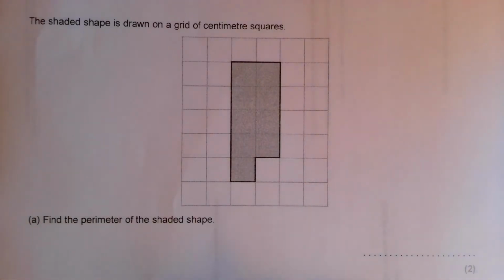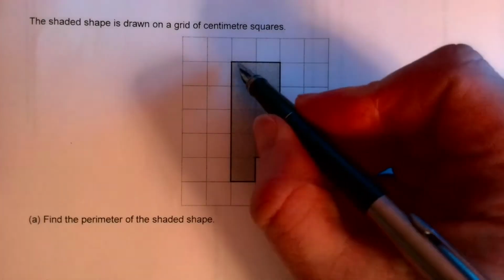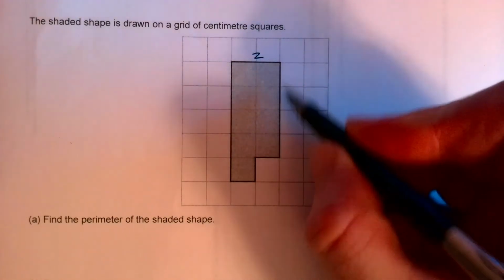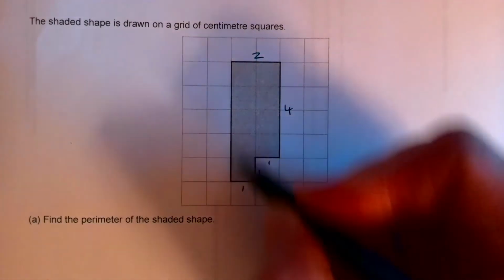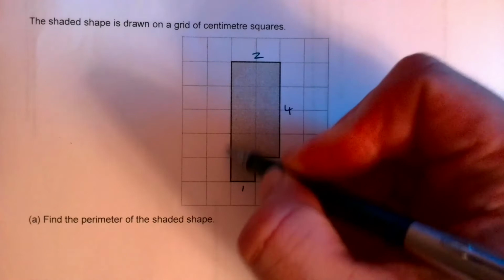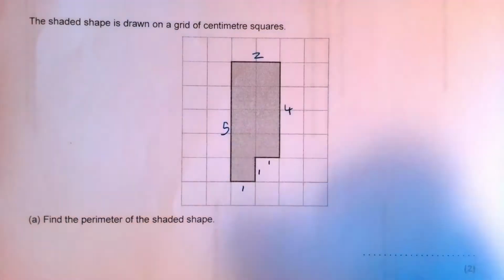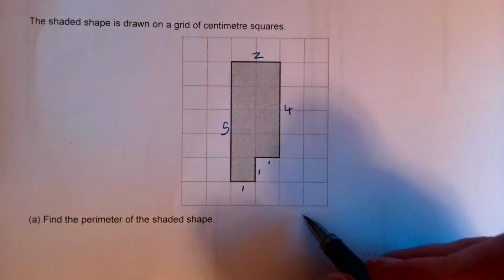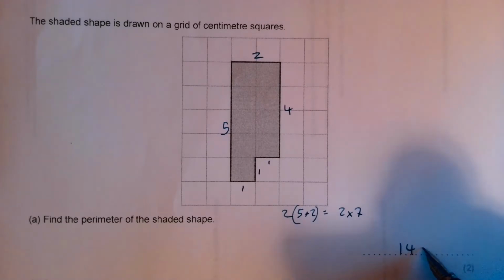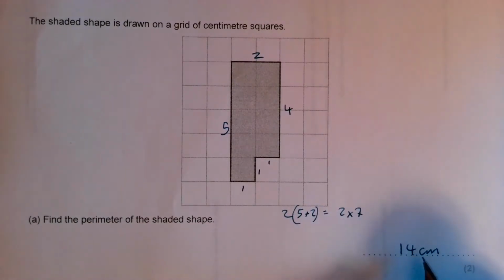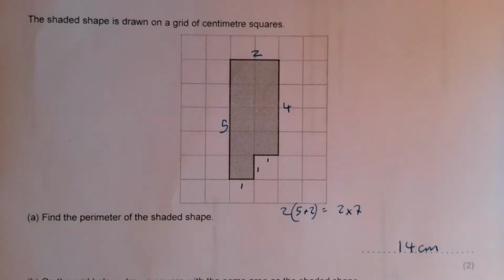Here's question 2, part A. So the perimeter of the shaded shape is the distance around the outside. So you've got 2 along there, 4 down there, 1 there, 1 there, 1 there, and another 1, 2, 3, 4, 5 going up there. Which is actually the same as 5 plus 2 times 2, so 2 times 7 is 14, and that is centimetres. You need the units, 1 mark for 14, 1 for centimetres.